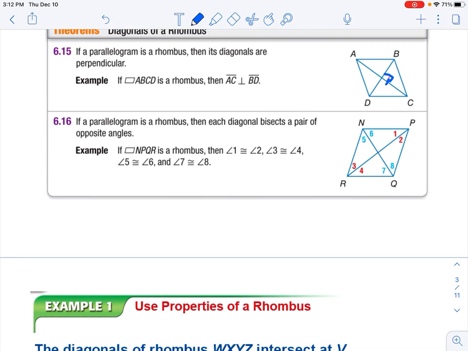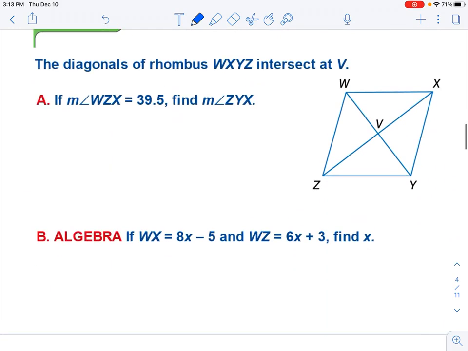And we know if a parallelogram is a rhombus, then its diagonals bisect a pair of opposite angles. So bisect means it cuts them in half. That means because opposite angles are congruent in parallelograms, they are also congruent in rhombuses. And if they bisect, 3 and 4 and 1 and 2 are all congruent, and the other diagonal also bisects its angle, so 5 and 6 and 7 and 8 are congruent to each other. So we're going to use those ideas to be able to solve over here.